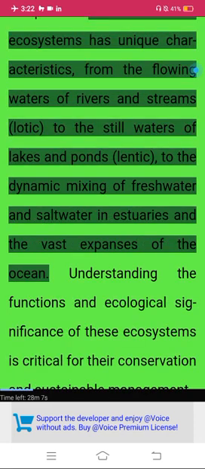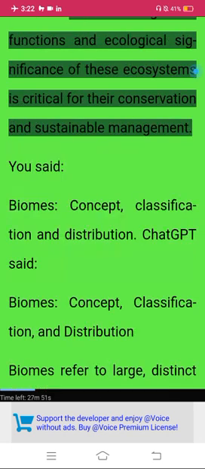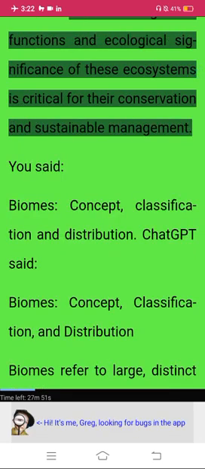Each of these ecosystems has unique characteristics, from the flowing waters of rivers and streams (lotic) to the still waters of lakes and ponds (lentic), to the dynamic mixing of freshwater and saltwater in estuaries and the vast expanses of the ocean. Understanding the functions and ecological significance of these ecosystems is critical for their conservation and sustainable management.